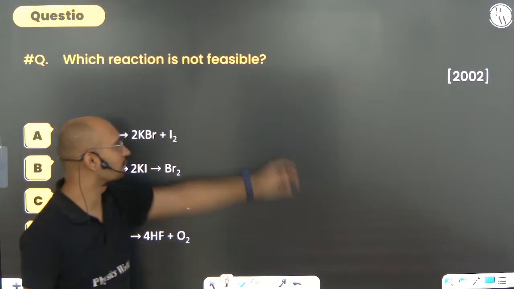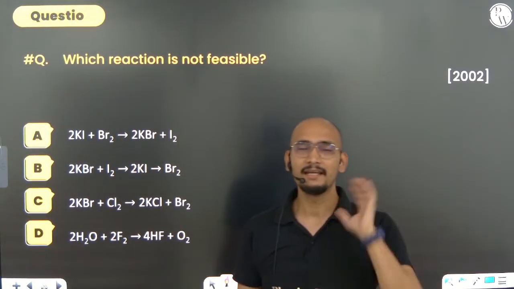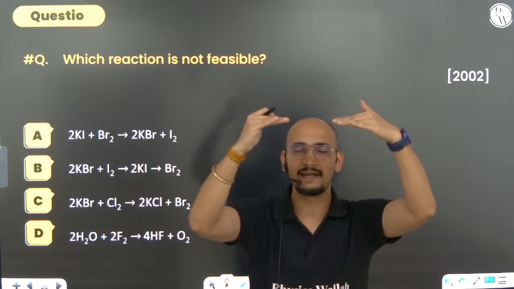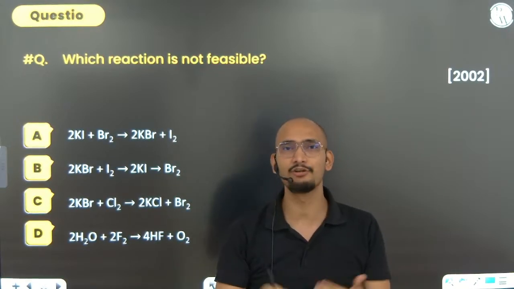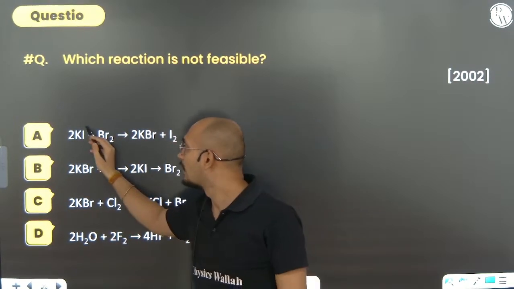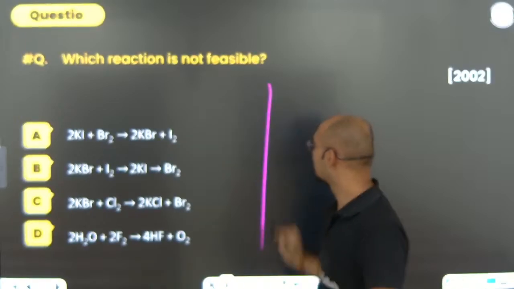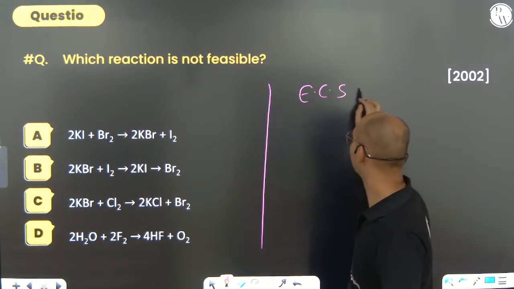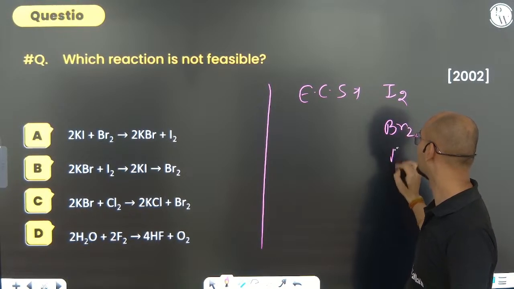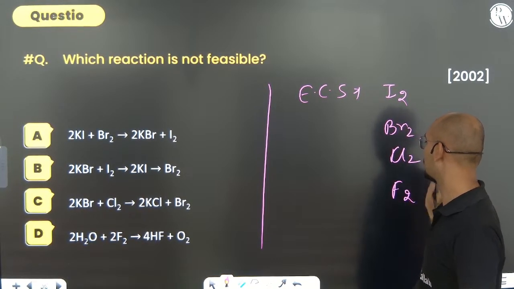Which reaction is not feasible? Always remember, for feasibility we have to see that whatever is on the higher side should get oxidized, and whatever is lower should get reduced. Okay, so KI and Br2 converting into KBr and I2. In the electrochemical series, we know who is at the top: I2, then Br2, then Cl2, and at last F2.